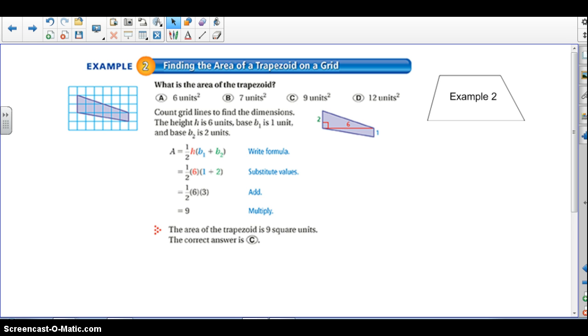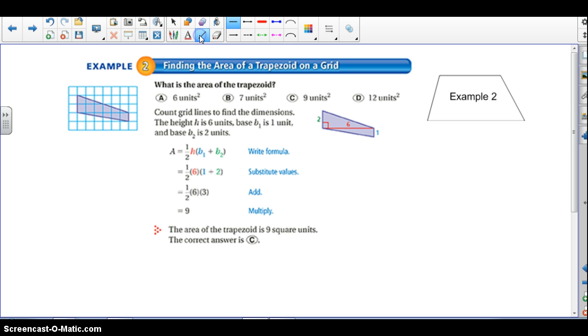In example 2, it says finding the area of a trapezoid on a grid. Same formula as we did last time. Couple things to keep in mind, or at least one thing, is that when you're counting, you're not counting where the grid lines connect. You're counting the actual point to point. So you're counting between the grid lines. 1, 2, 3, 4, 5, 6. That's how the height got to be 6.